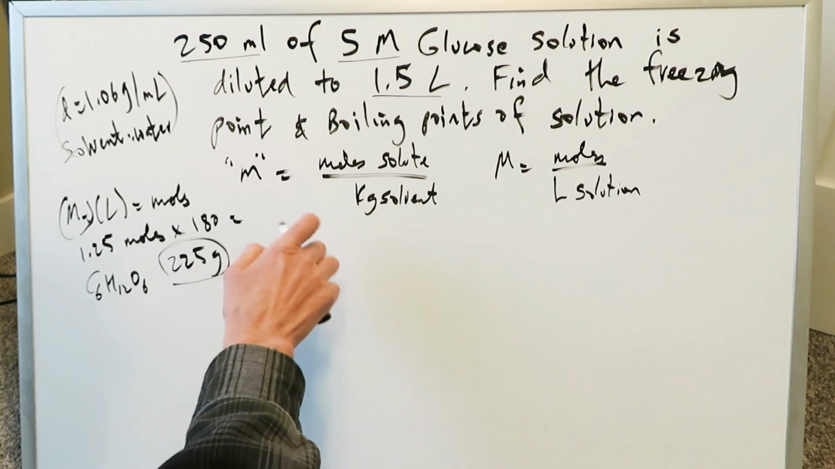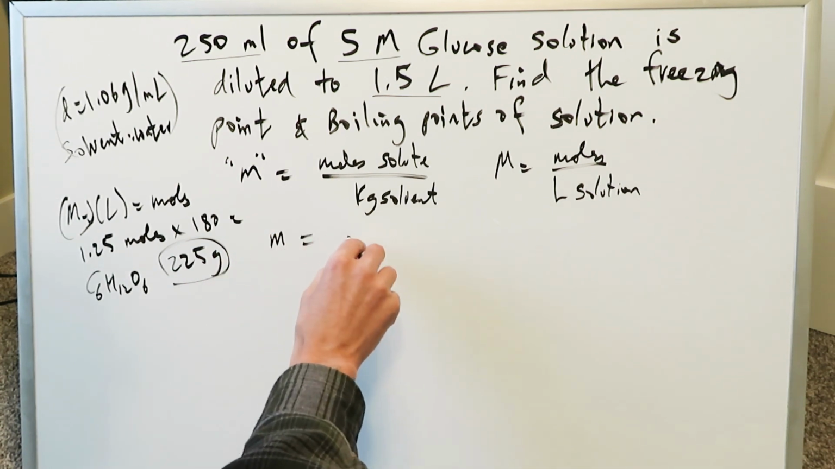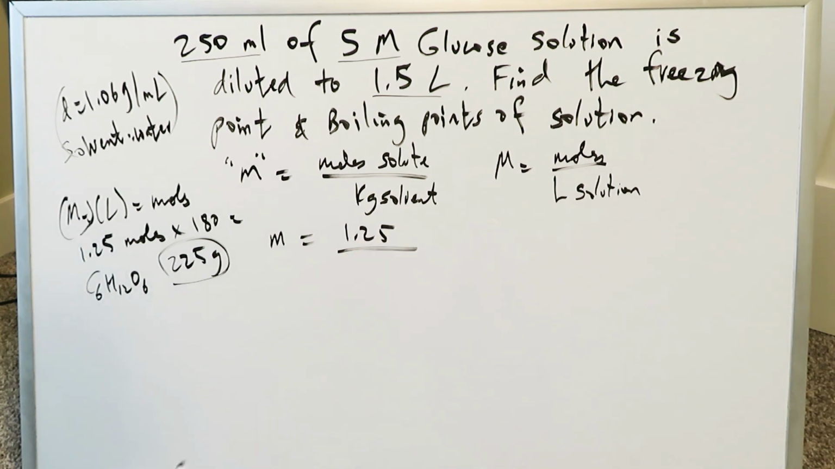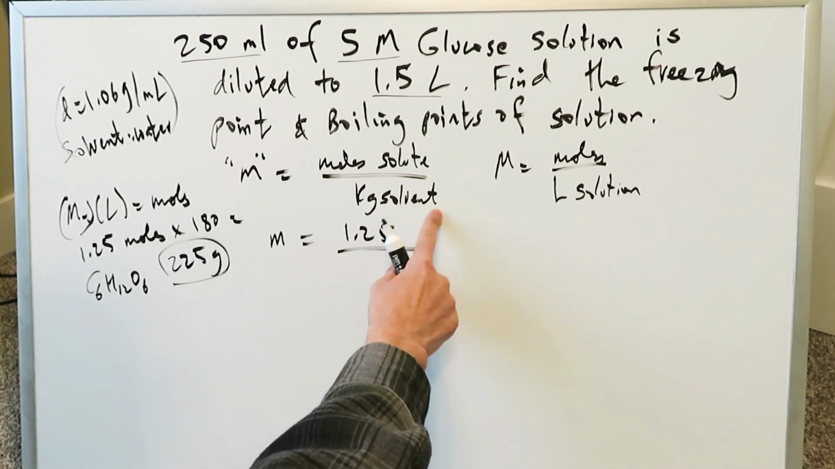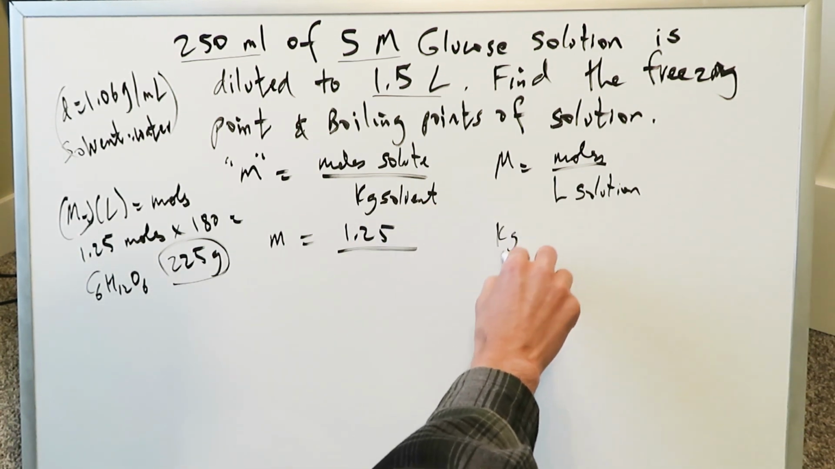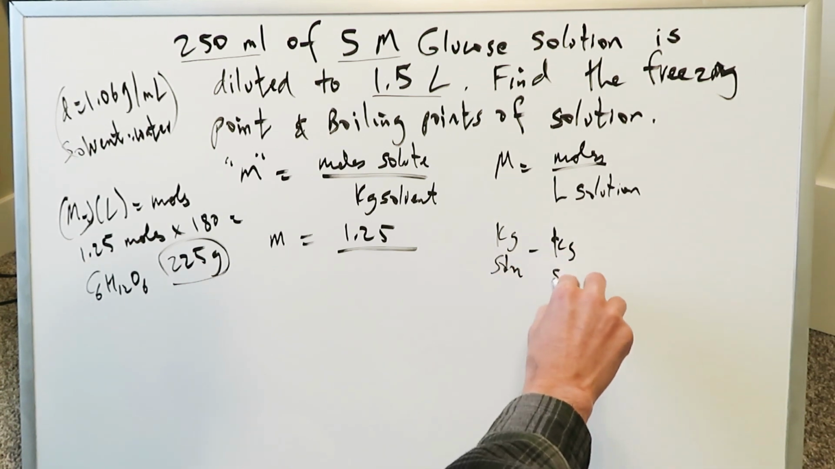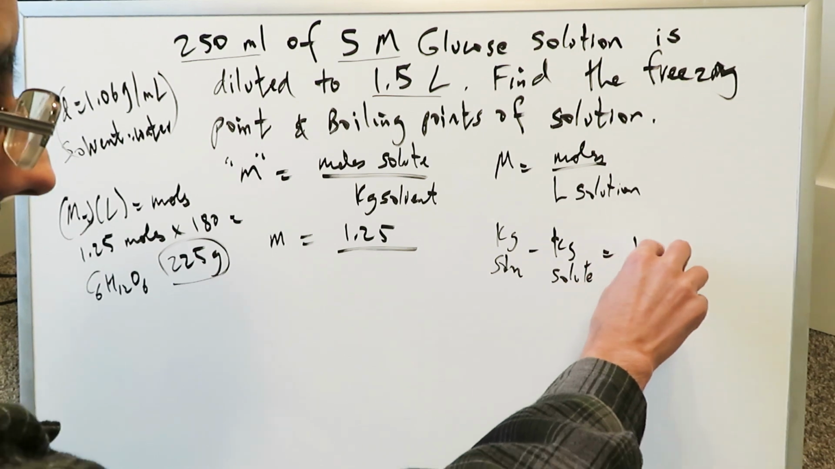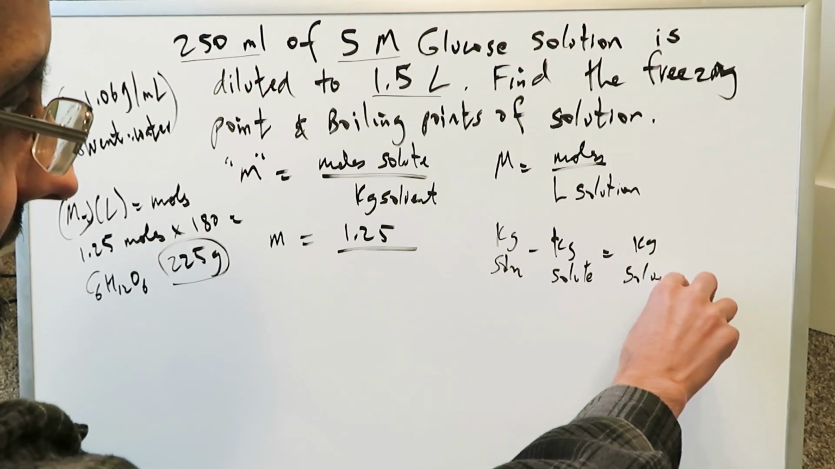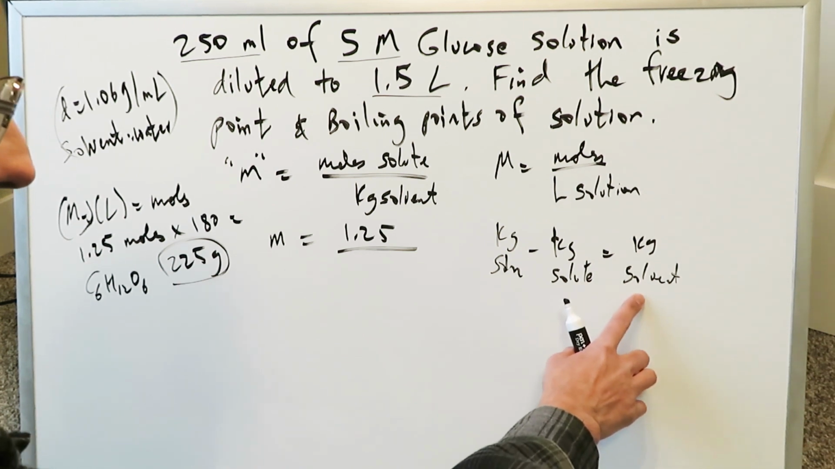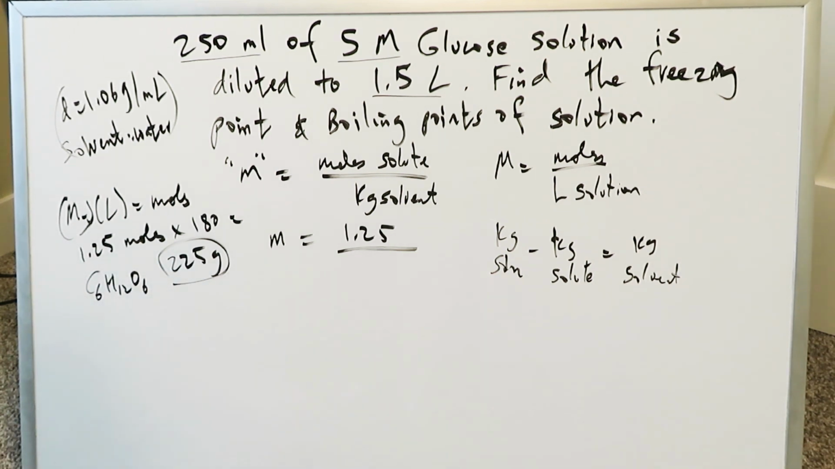Let's determine the molality. The molality is equal to moles, which we have right here, 1.25, divided by kilograms of solvent. The kilograms of solvent is equal to what? Kilograms of solution minus kilograms of solute will give me kilograms of solvent. Why is this the equation? Because your grams or kilograms of solute plus grams or kilograms of solvent gives you the mass of the solution.